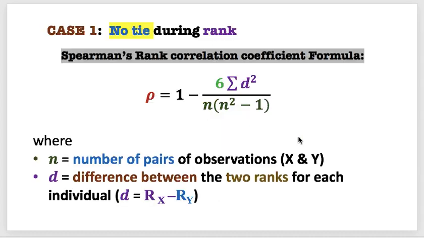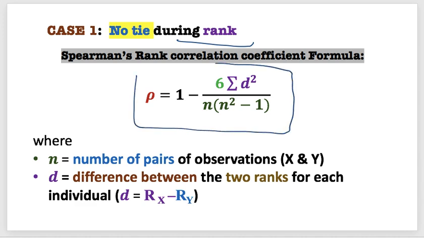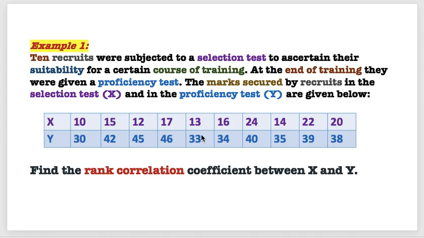So the first case is when we don't have any repeated entry and we have to assign a rank first. In that case, the rank correlation coefficient formula is used: 1 minus 6 times the summation of d square upon n times n square minus 1, where n is the number of pairs and d is the difference between the two ranks of each individual. So before that, ranking is required and then we can find the differences. Let us see with the help of one example.